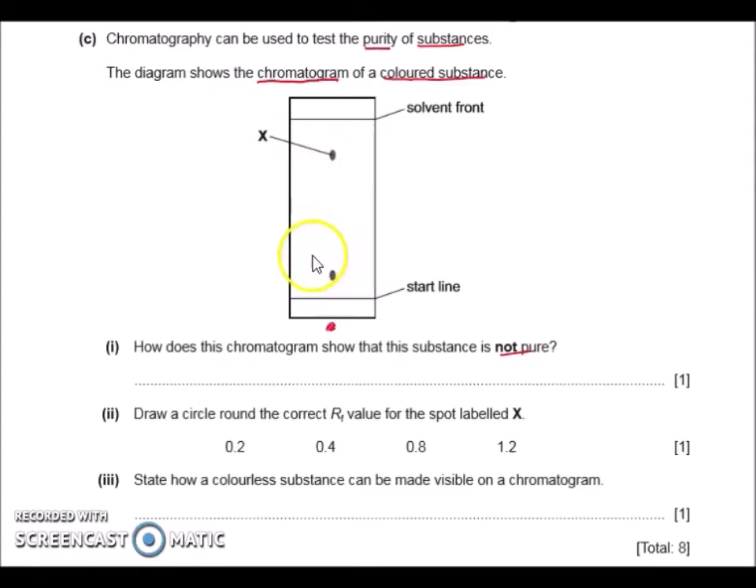because each substance has a different water diffusion level. So you can say they have more spots, more than one spot. These are the spots that I mentioned. If you have more than one spot, it means it is not pure.